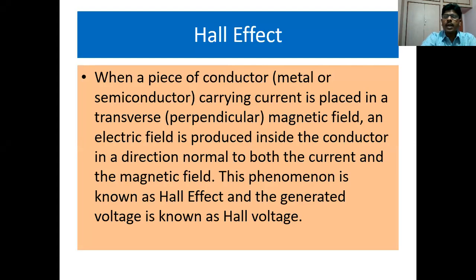When a piece of conductor, this could be a metal or a semiconductor, carrying current is placed in a transverse magnetic field, transverse means perpendicular, so it's placed in a perpendicular magnetic field, an electric field is produced inside the conductor in a direction normal to both the current and the magnetic field. This phenomenon is known as Hall effect, and the generated voltage is known as Hall voltage.